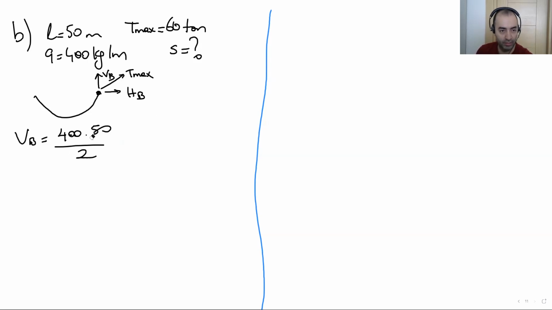Result. This, by the way, just a second. This is tons, and this is kilograms. We need to convert this to tons. Okay, let me change it here.